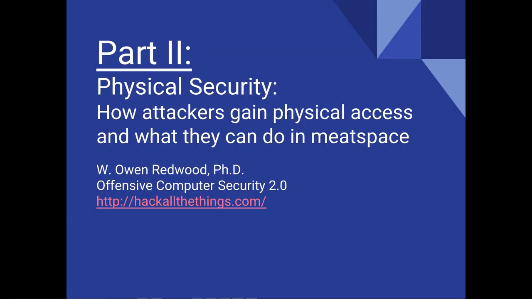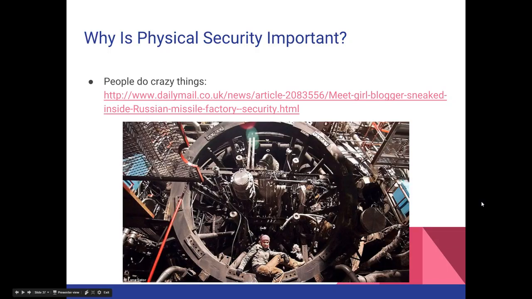So, part 2, physical security. How attackers can gain physical access to your systems and what they can do with them. This is important because people just do crazy things. It doesn't necessarily have to be someone attacking you, and this is a good story about a girl who keeps up a blog sneaking into industrial sites and taking pictures with awesome looking machinery. It's basically her hobby. But this picture is of her inside a Russian missile factory.